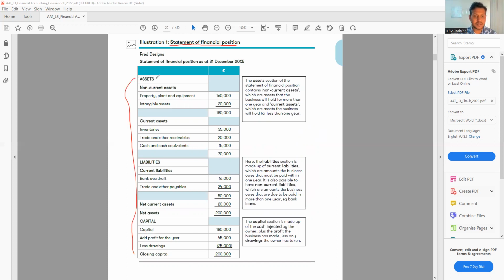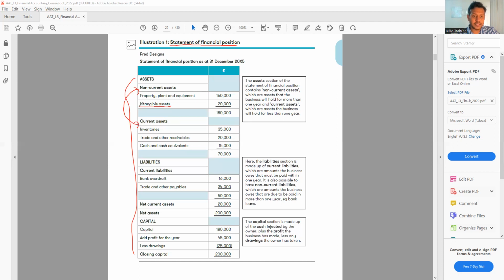So you can see here we have assets. Now we have two types of asset: one is non-current asset and one is current asset. Non-current asset is sometimes called fixed asset. A non-current asset is an asset the business uses for more than one year, and also an asset we buy with the intention to use it, not to sell it. If we buy any asset with the intention to use it in the business, not to sell it, we call it a non-current asset. This asset also has to be used in the business for more than 12 months or one year. So there is property, plant and equipment, and intangible assets.